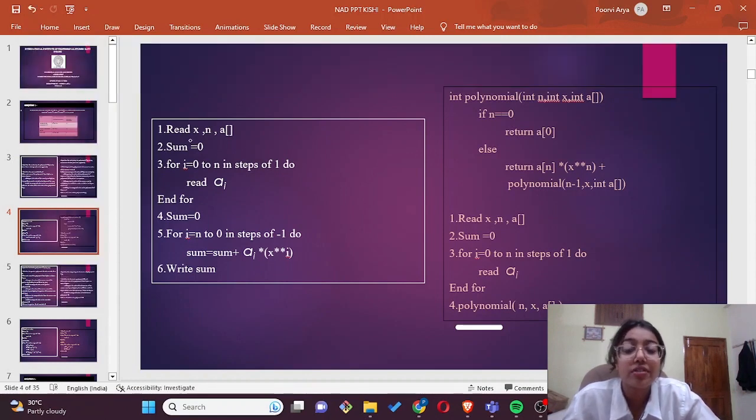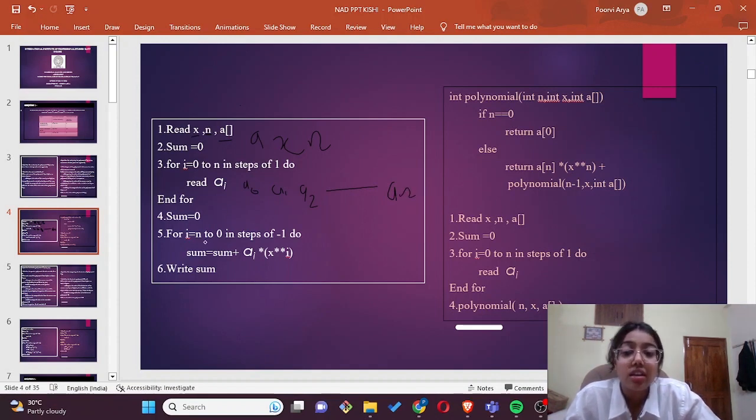Okay, first we take the value of x, n and a. That is, we initialize a, x and n. We take sum equal to 0. Then we use a for loop here from 0 to n in steps of 1 to read a of I. That is, we find the value of a0, then a1, then a2. This we find it up to an.